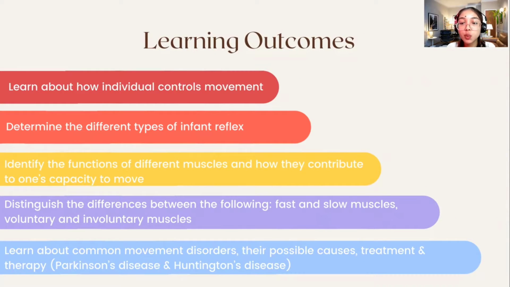For our learning outcomes, at the end of the lesson, the learners are expected to learn about how individuals control movement, determine the different types of infant reflex, identify the functions of different muscles and how they contribute to one's capacity to move, distinguish the differences between fast and slow muscle, as well as voluntary and involuntary muscle. Lastly, learn about the common movement disorders like Parkinson's disease and Huntington's disease in terms of their causes, treatment, and therapy.